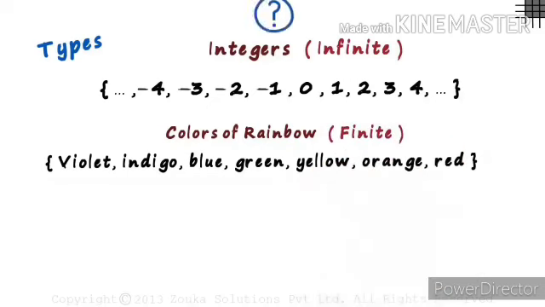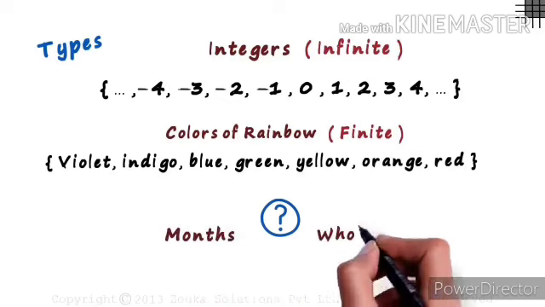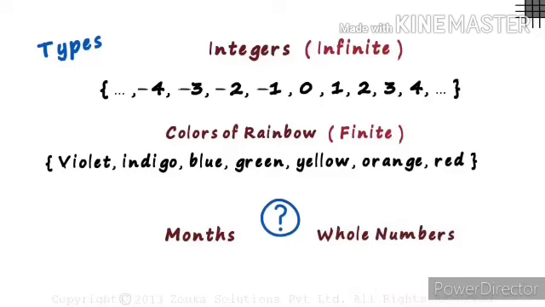Let me give you the final 2 examples. Find out if the sets are finite or infinite. The first example is the set of all the names of months in a year. And the second example is the set of whole numbers. Try finding if they are finite or infinite.